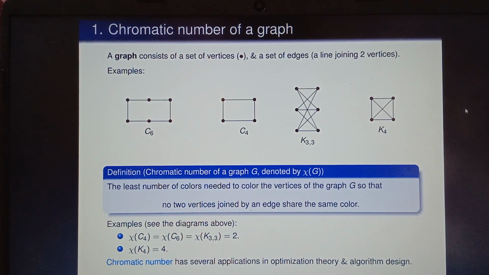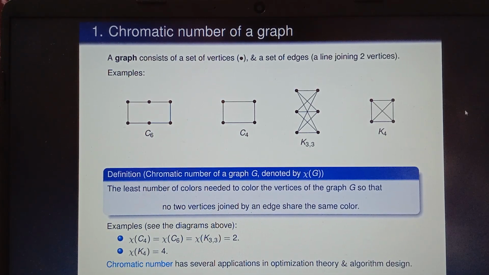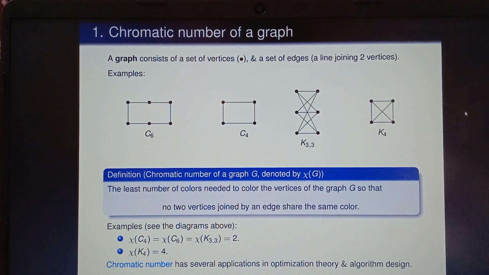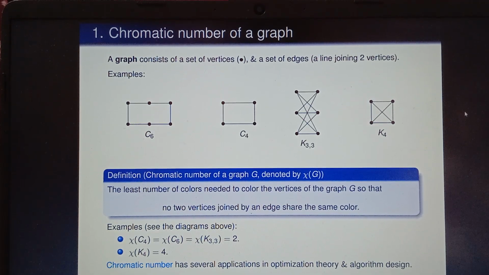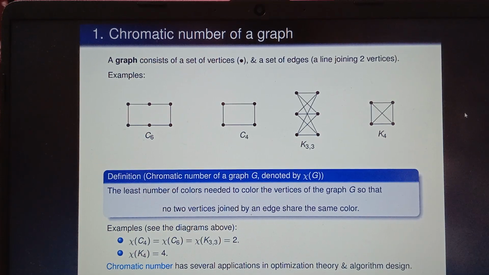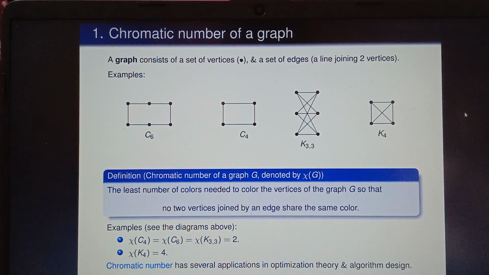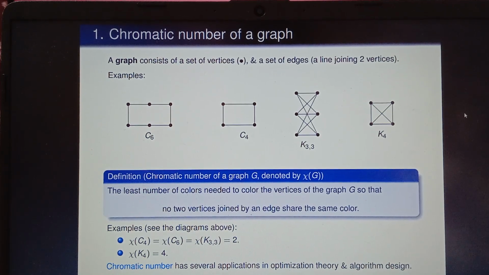A graph consists of a set of vertices and a set of edges, which is a line joining two vertices. In the example, we can see there are four different types of graphs denoted by C6, C4, K33 and K4. Here the vertices are denoted using bullets and the edges are a line joining two bullets.